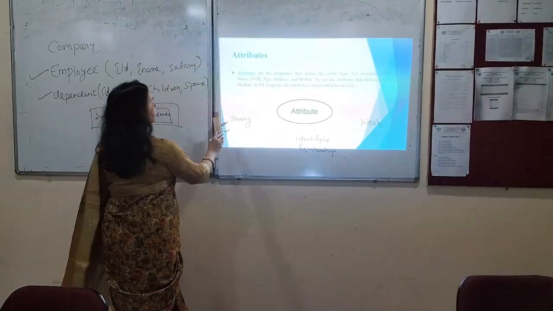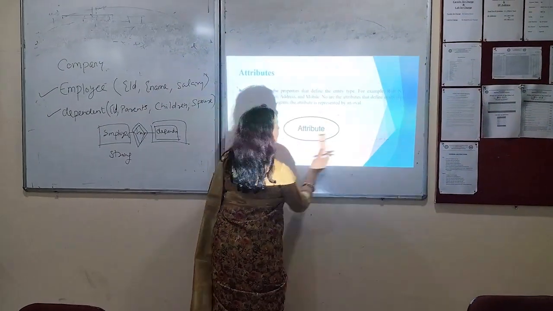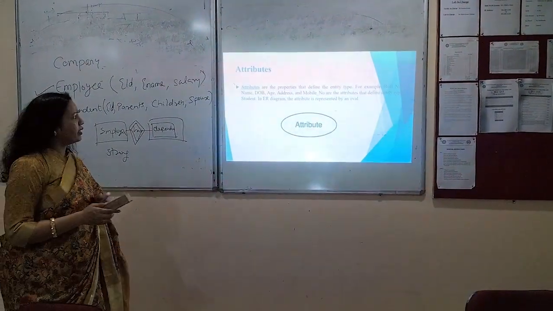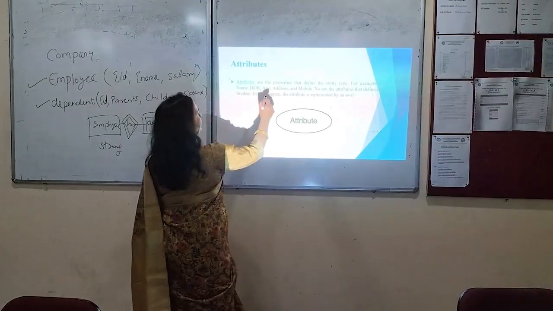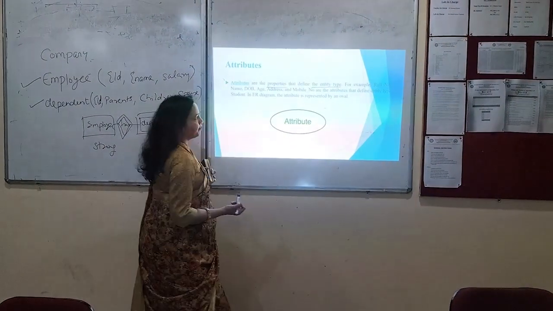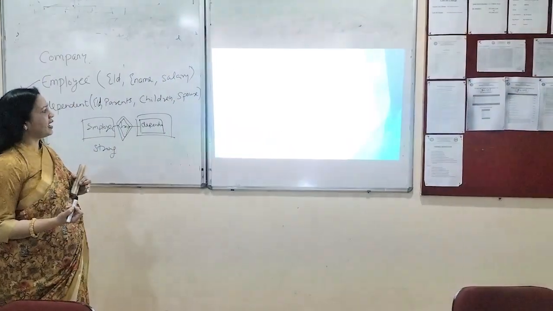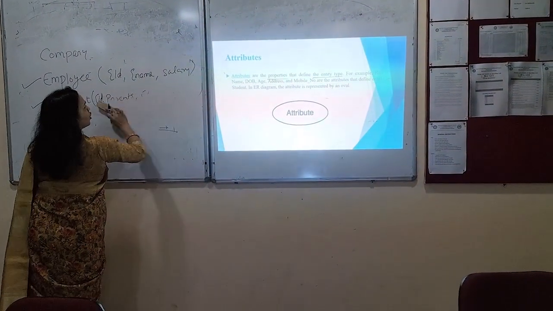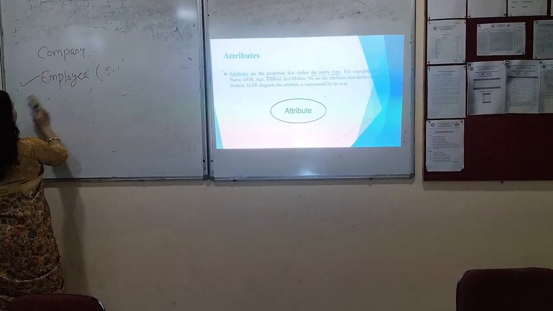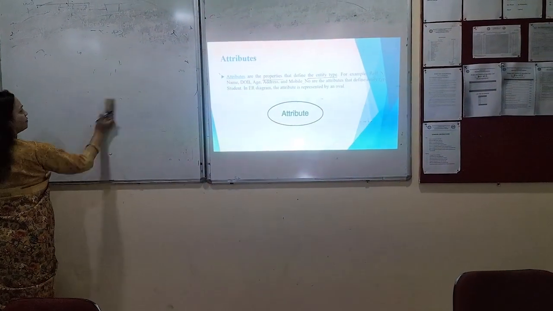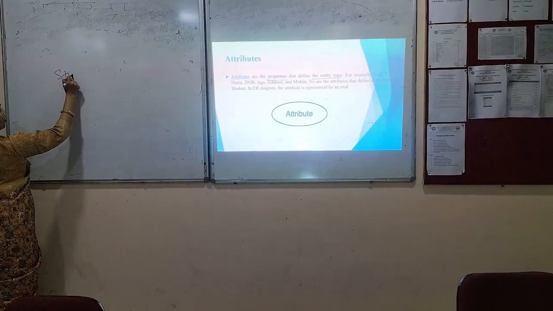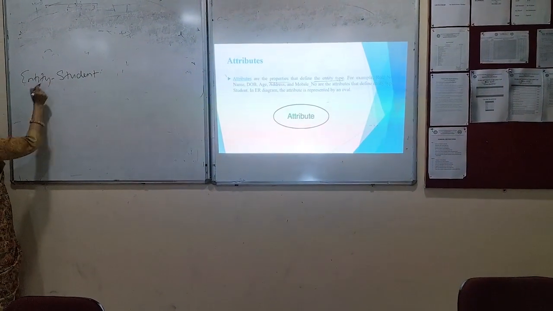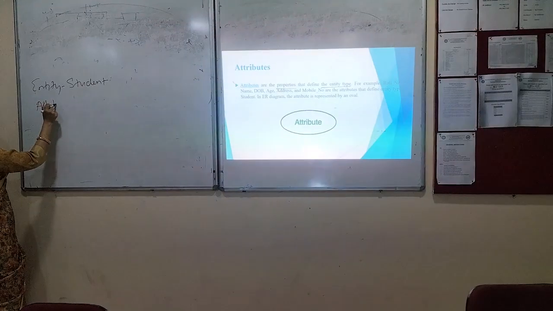So next is the attributes. This is the second important part of the ER diagram. So what is an attribute? Attribute is the property that defines the entity type. Suppose we have a student entity, right? So what are the attributes we can have for a student? What are the properties a student can have? Suppose this is your entity, student, right? Entity is your student. So what will be the attributes for this entity?